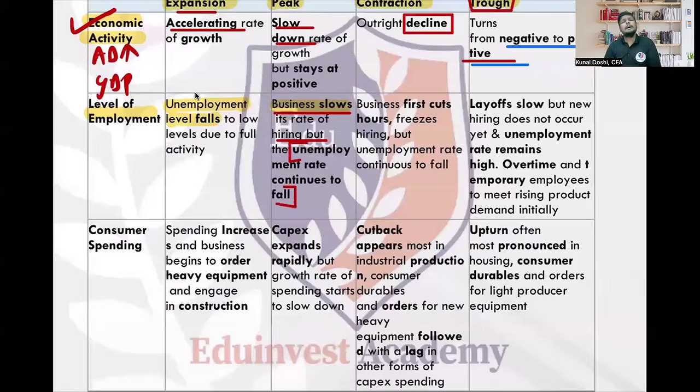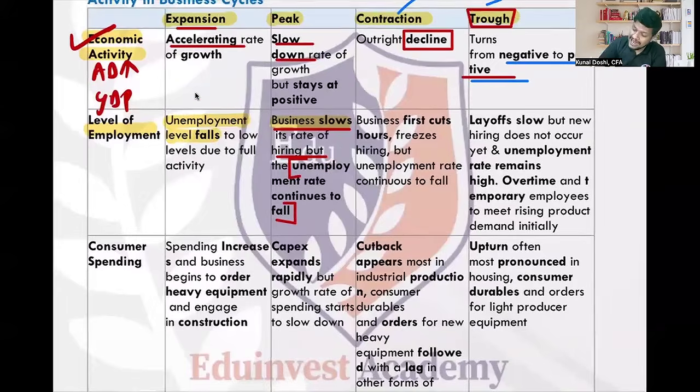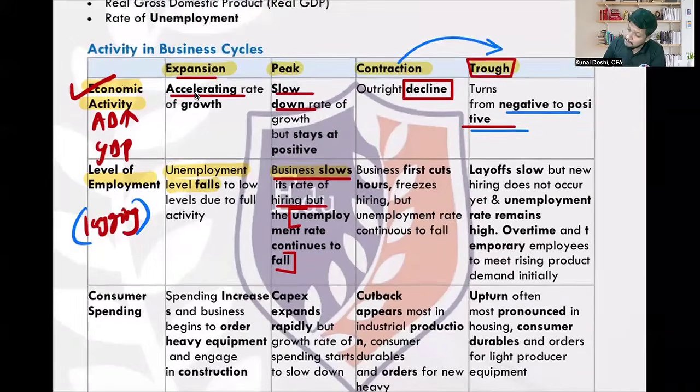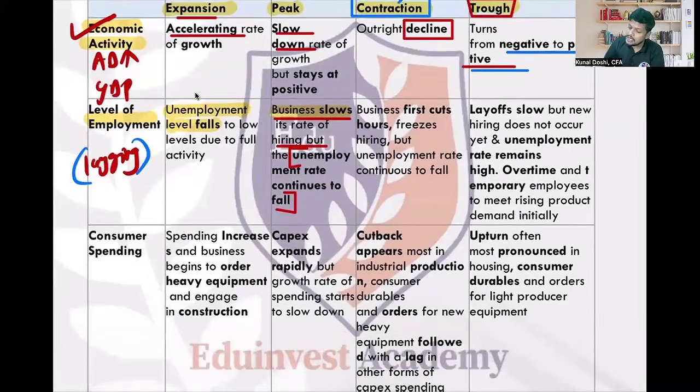And why is that so? Because unemployment is a lagging indicator. It's a lagging indicator. So you will see its effect after the business cycle, not before. We will see the different types of indicators. But when the economy is in contraction, mostly companies do not immediately fire their employees.